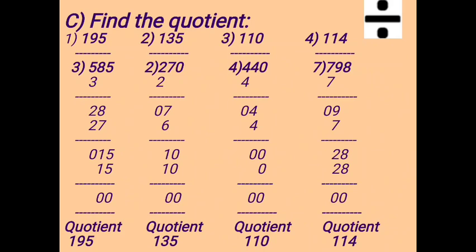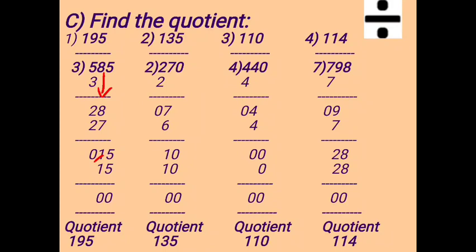The next step is to bring down the next number, that will be your 8. The new number is formed now, that is 28. Now, in the 3 table, 28 is near to what? That is 3 nines are 27. Then subtract it. You will get the remainder as 1.